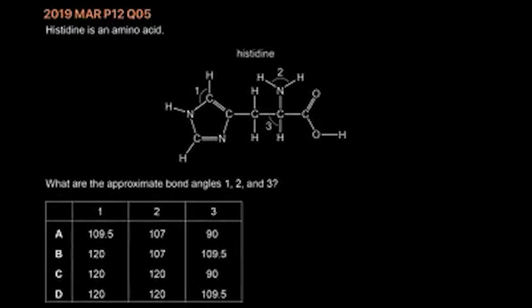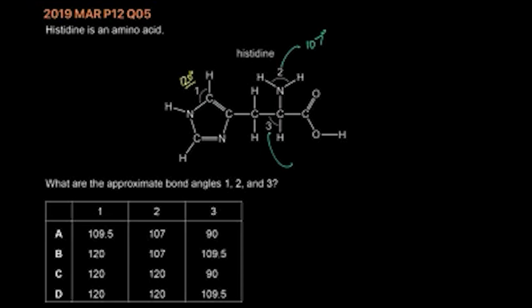This question is, histidine has, what are the angles? 1, 2, and 3. Now in 1, carbon is making a double bond and 2 single bonds. That's 3 sigma bonds. 3 sigma bonds is 120. Nitrogen making 3 bonds must have a lone pair, therefore. So 3 bonds and a lone pair is 107. And then carbon with 4 bonds, 109.